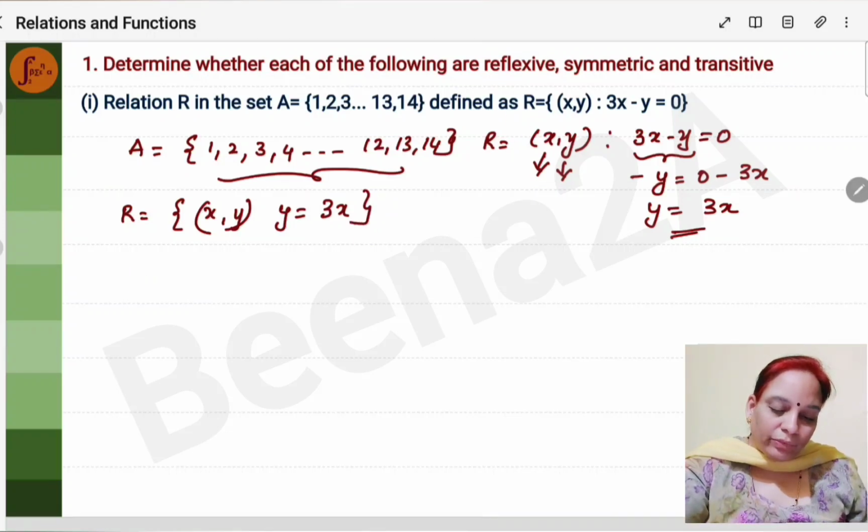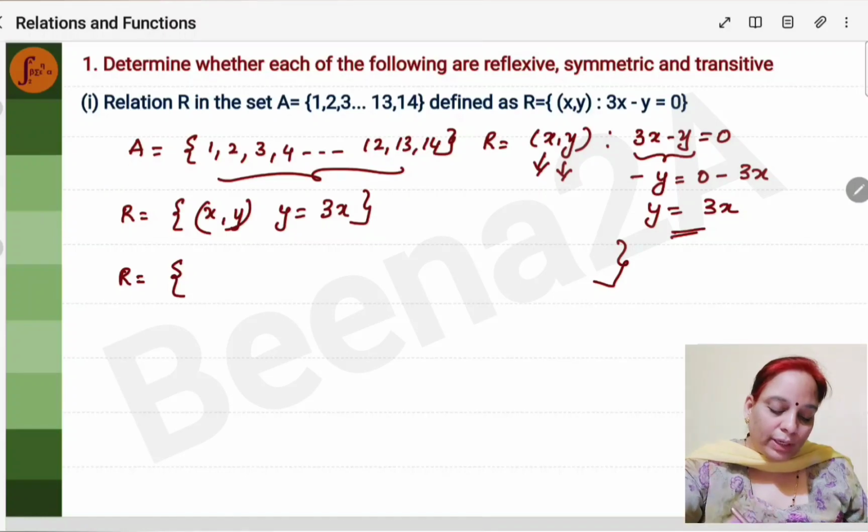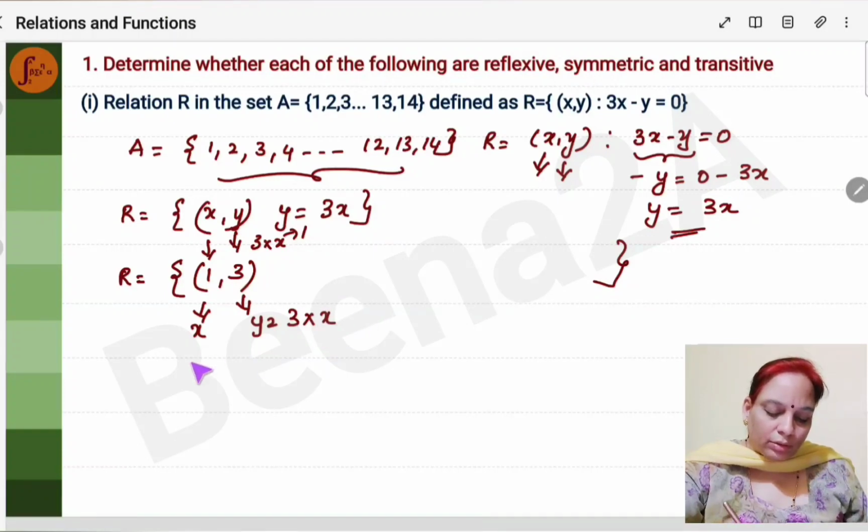So now let me first form the relation. Let me get all the ordered pairs in the relation. To figure out if it's reflexive, symmetric or transitive, I should first have the ordered pairs in the relation. So I'll take the first element, 1. y should be 3 times x. If x is 1, y is equal to 3 into 1, which is 3.